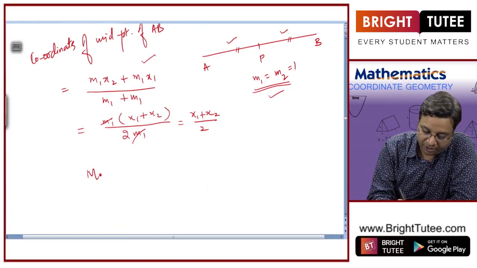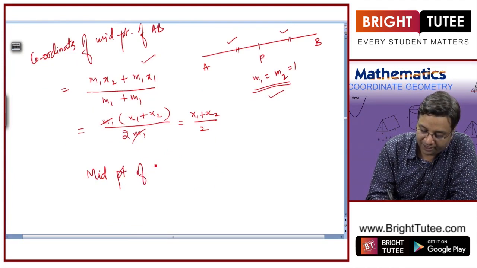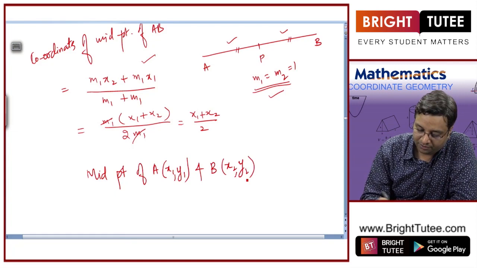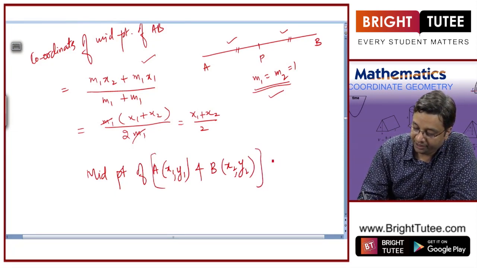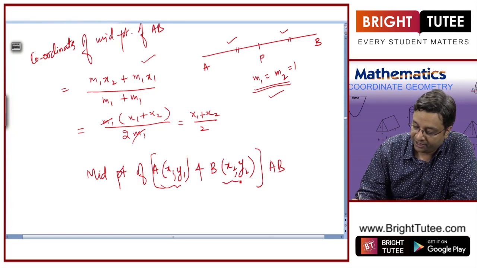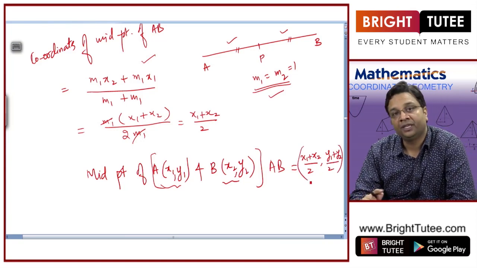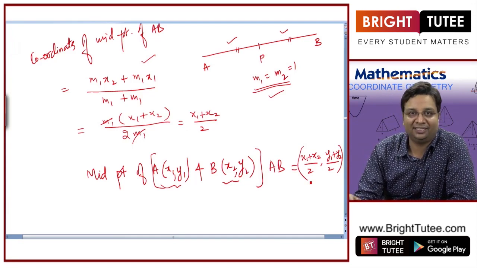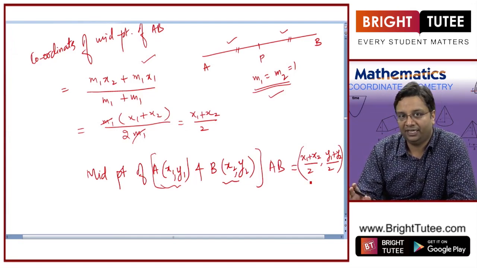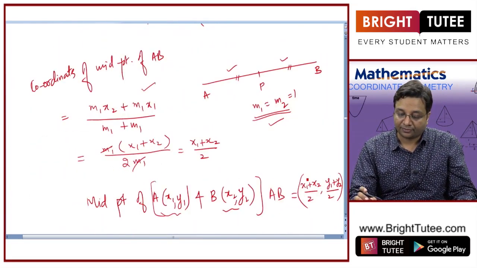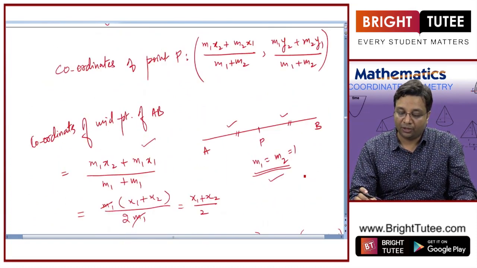So the midpoint of the line segment AB, where A is x1, y1 and B is x2, y2, is equal to ((x1 plus x2) by 2, (y1 plus y2) by 2). So these are the coordinates of the midpoint. We have just added the x coordinates and divided by 2, added the y coordinates and divided by 2. So this is the section formula.